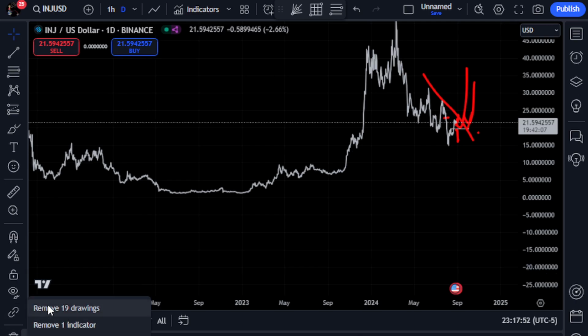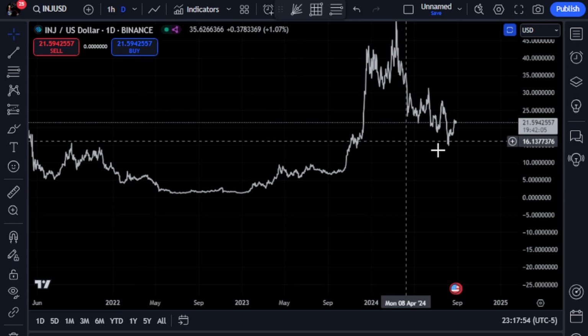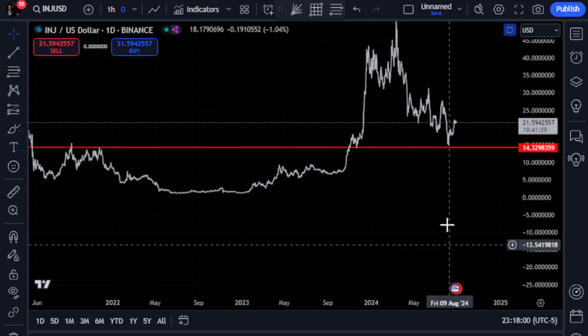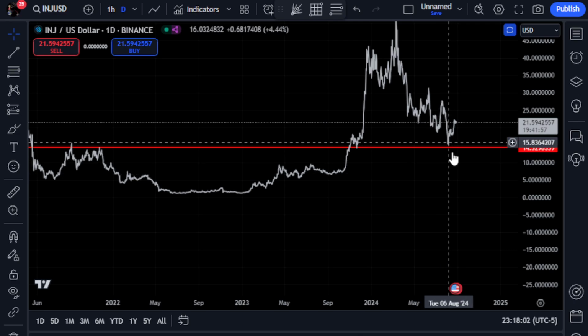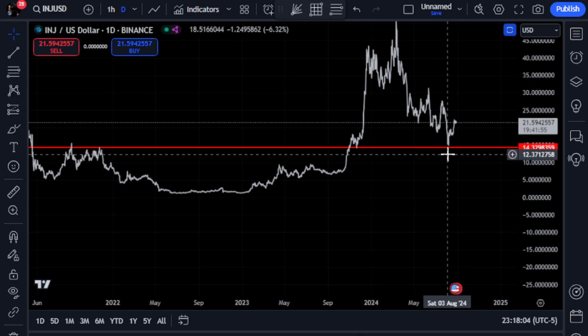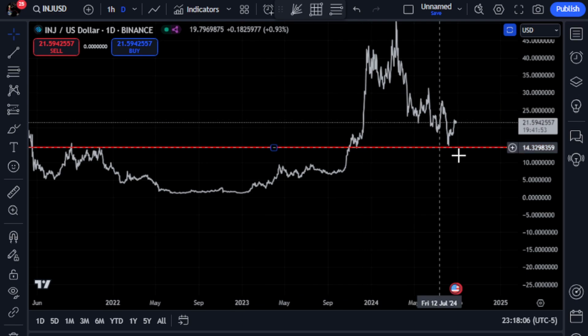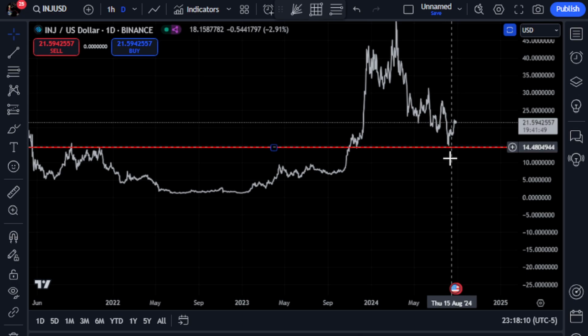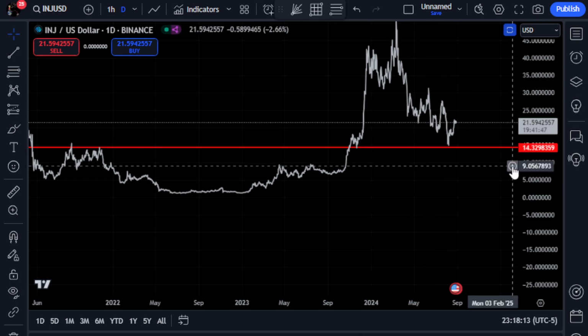Let's hit the delete button. You know, here's our last support on the close. See, we took the liquidity below when we're looking at just our regular candle chart, but we closed above. That's also a sign of strength.